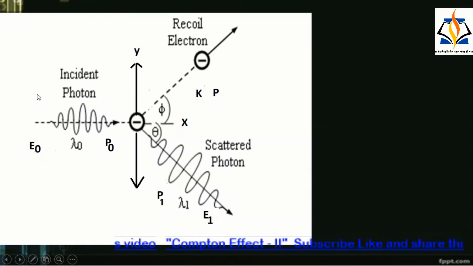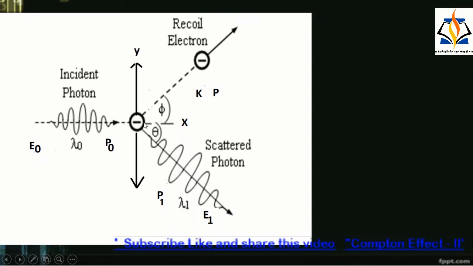In this slide, let a photon of energy E0 and momentum P0 before collision of photon with the electron of rest mass m0. After collision, the scattered photon will have energy E1, momentum P1 and its wavelength lambda. After collision, the scattered electron goes in this direction. The scattered electron is also known as a recoil electron, and the scattered electron has energy K and momentum P.